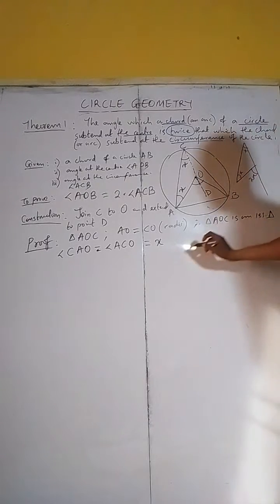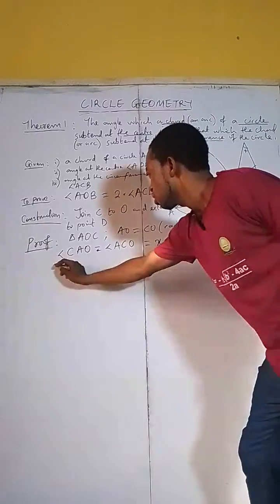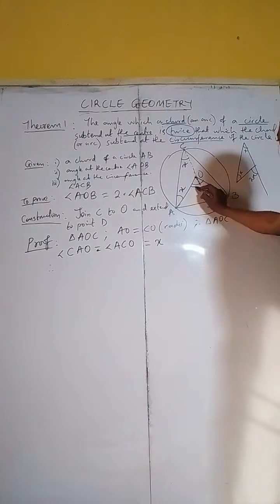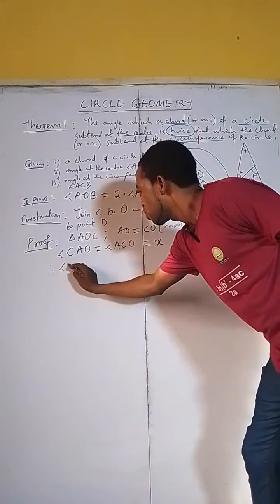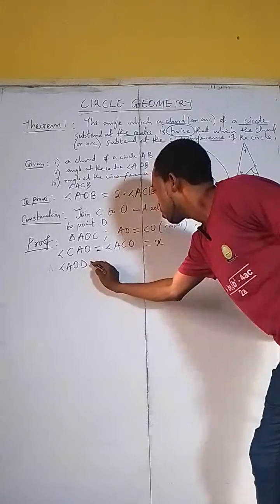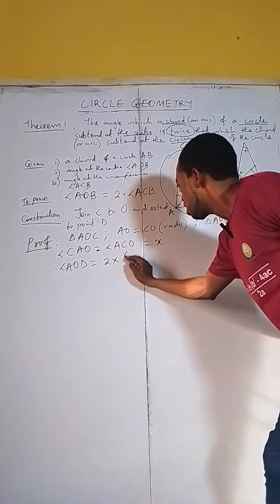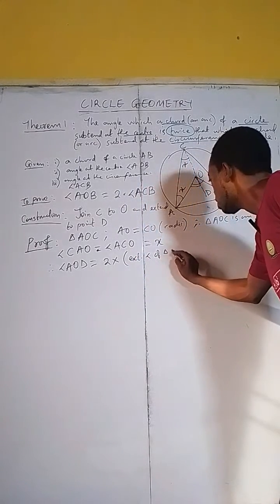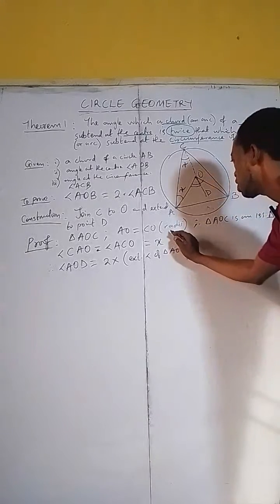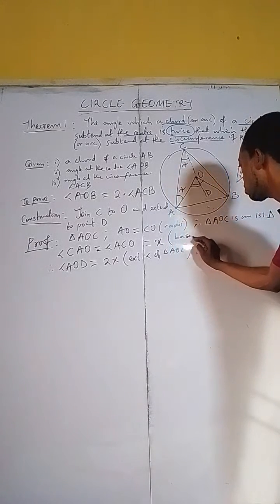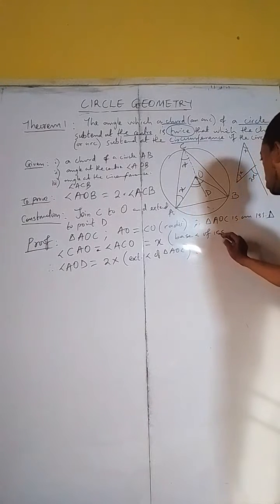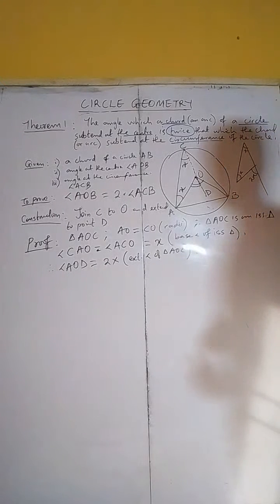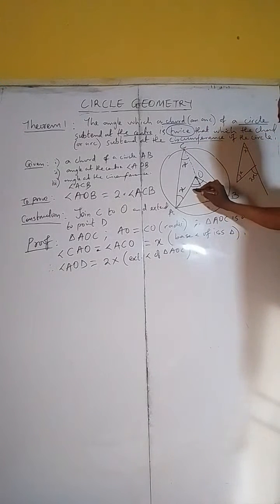So here we can now say that angle AOD, which is this angle outside here, will be equal to 2X. That's the exterior angle of triangle AOC. So here we can put the reason: base angle of isosceles triangle, because everything we do on that circle, we must back it up with the reason why. Now, if this is 2X, let's put 2X here.